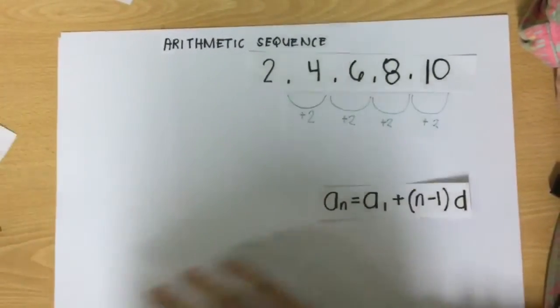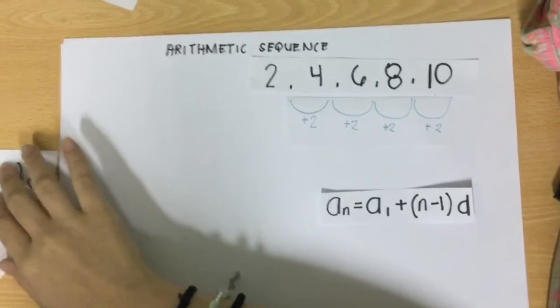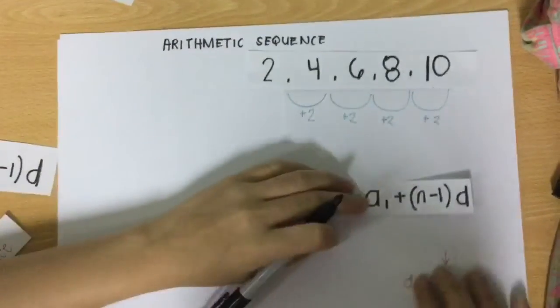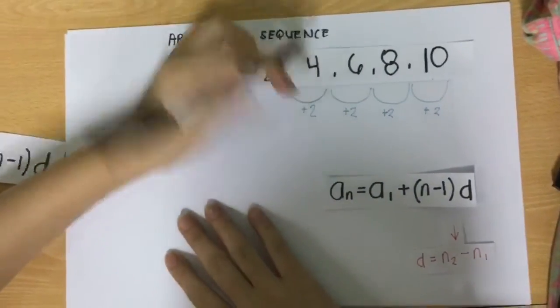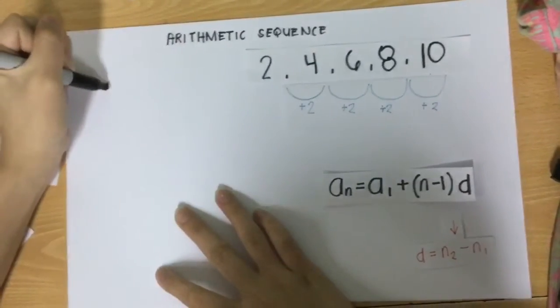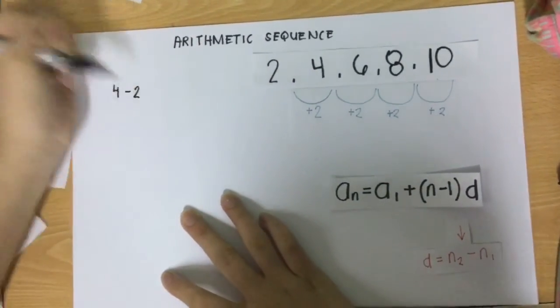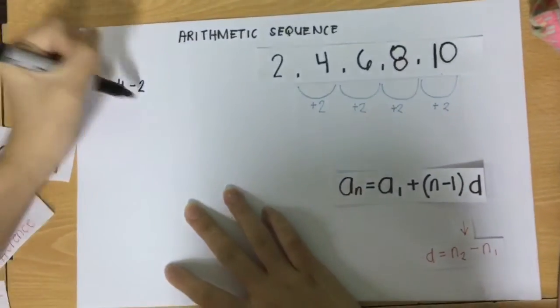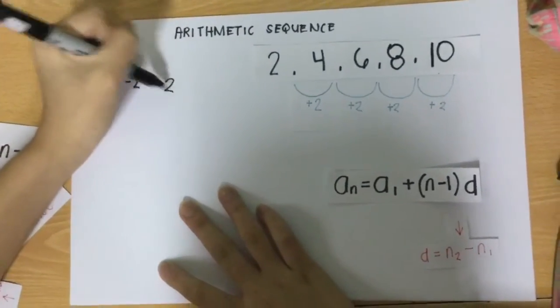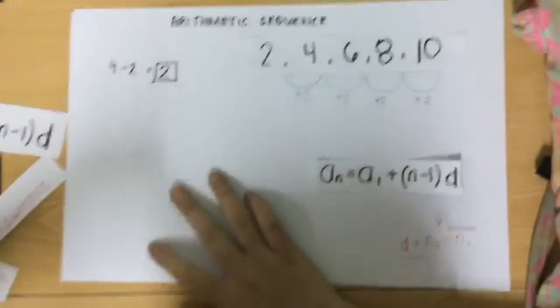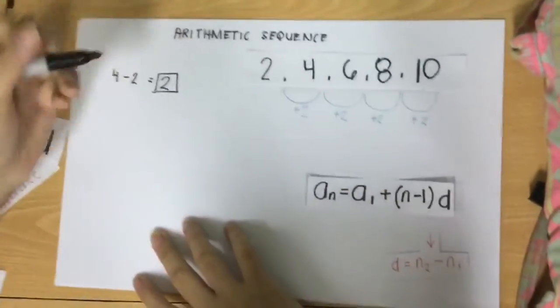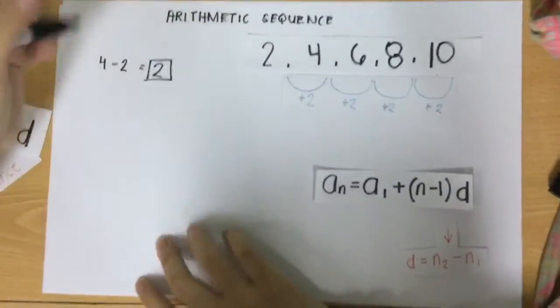So first, we have to solve for d, which is equal to n sub 2 minus n sub 1. So that goes like 4 minus 2 is equal to positive 2. So now we have our d, or difference. It's time to plug in our values to our formula.